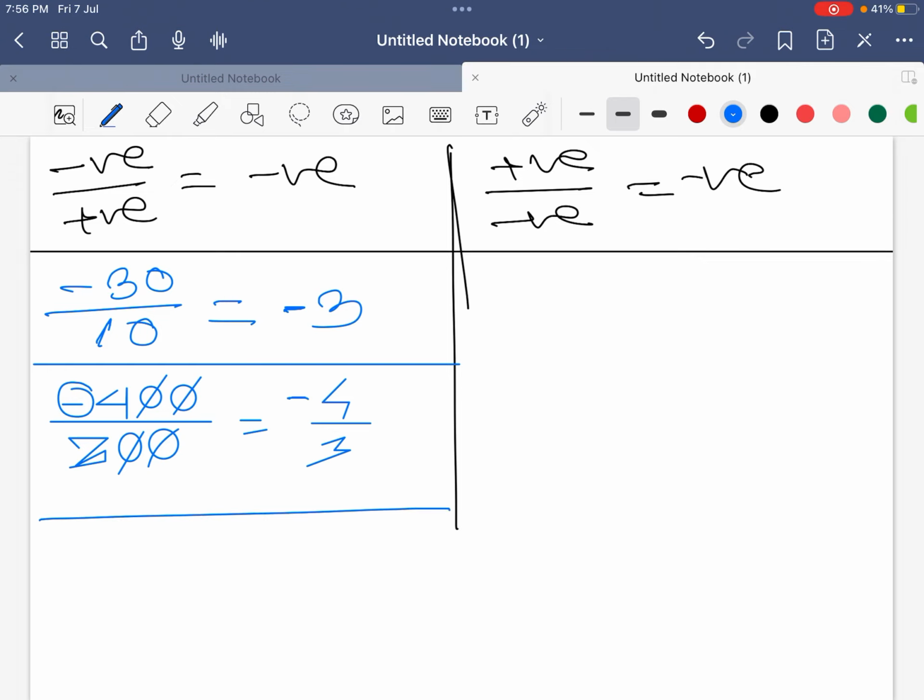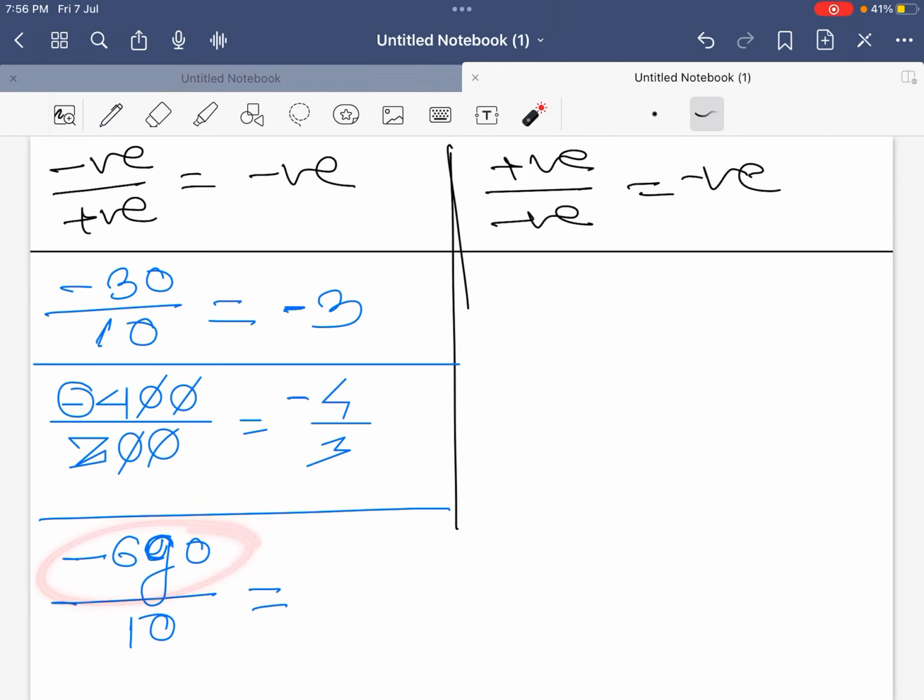Now let's move to the next example. Minus of 690 divided by 10. Now similarly we have to solve it like that. As per the previous case, if one is negative and the second one positive, the answer is also negative. So in this case the 0s will cancel with each other, so your answer is minus of 69. Okay, likewise we have to solve the examples.